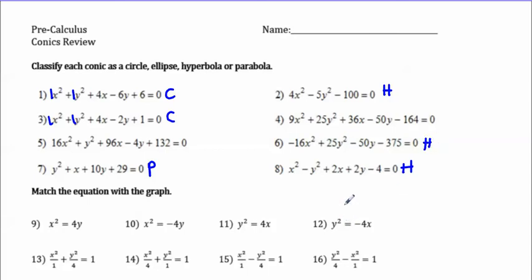Okay, so then if the coefficients of x squared and y squared are both positive, but they're different numbers, that would create an ellipse. So this is ellipse, this is ellipse. All right, let's go down.